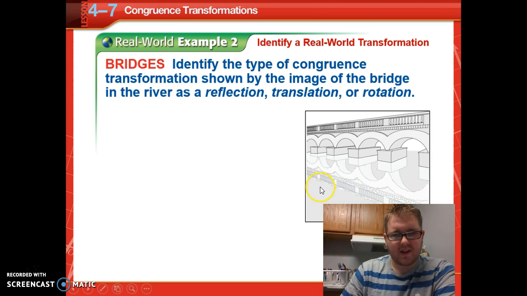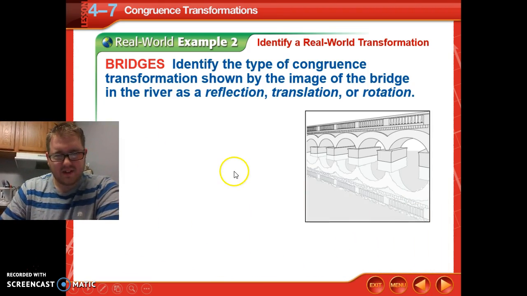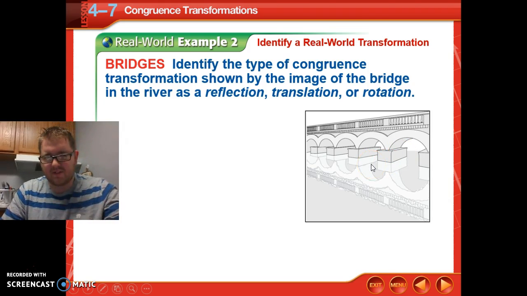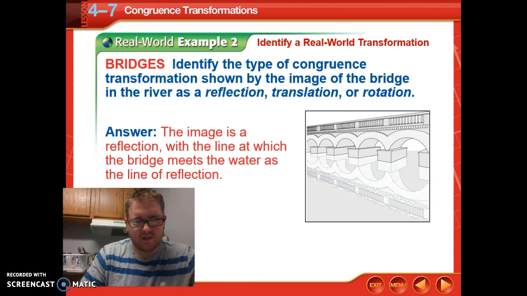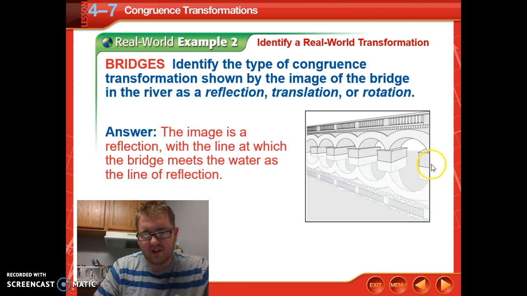So now we want to identify the type of congruence transformation shown by the image of the bridge in the river. And let me move out of the way here so you can see this image. We have a very faint image there, but you can see we've been talking about mirrors. That looks like a mirror image. It looks to me as if we would call the line of reflection the line where the bridge meets the water.